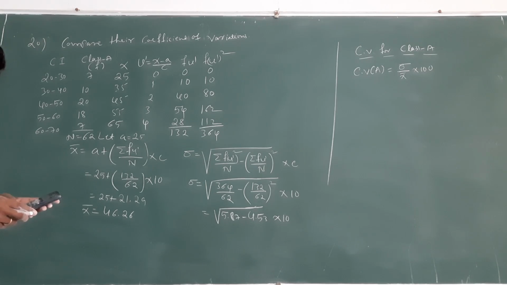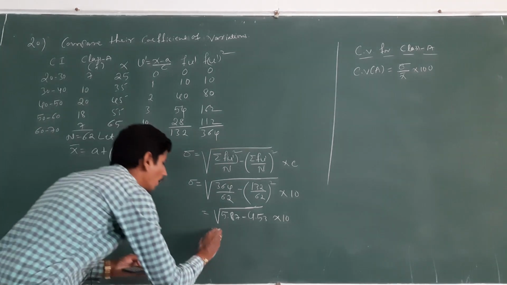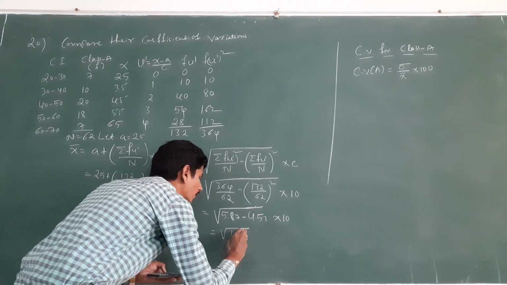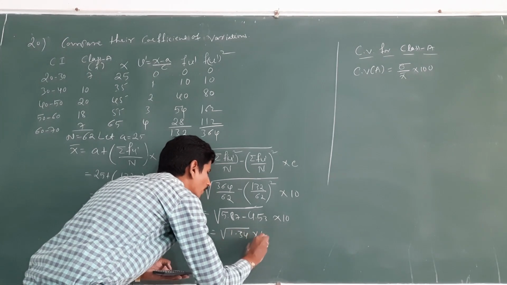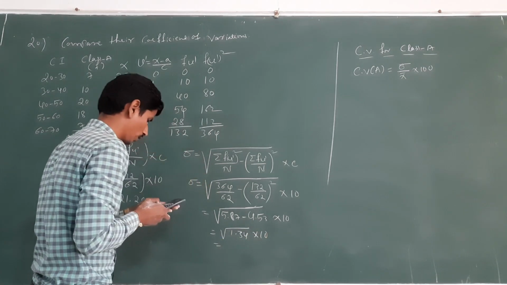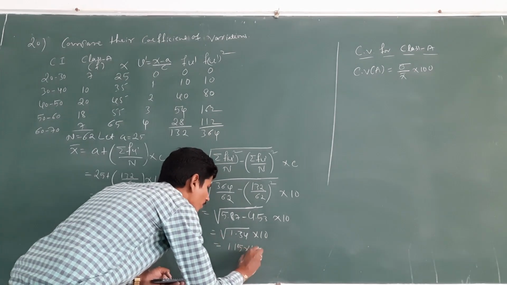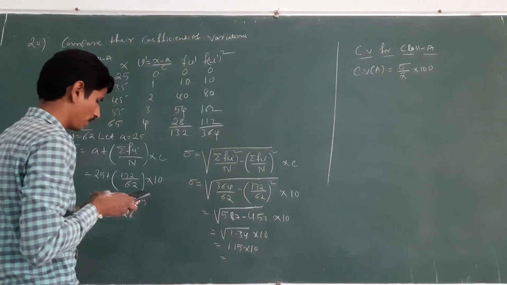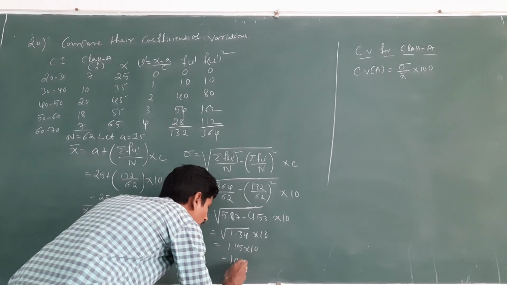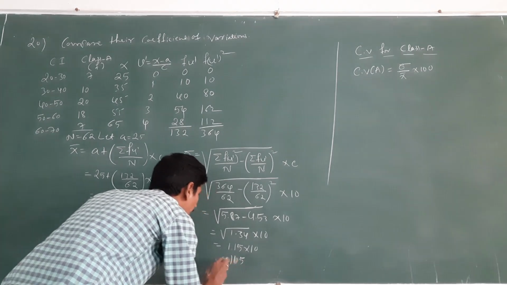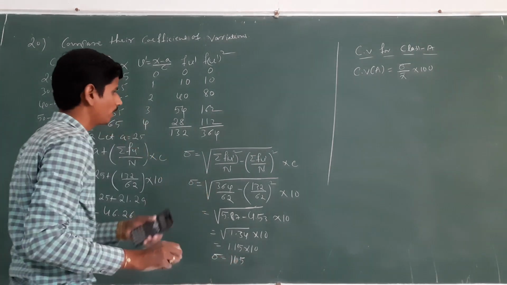Here 5.87 minus 4.53 is 1.34. Under root of 1.34 is what? That is 1.15. 1.15 into 10, that is 11.5. Here sigma equal to 11.5.